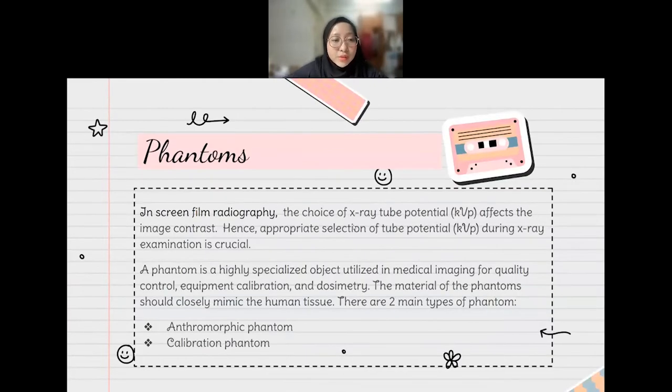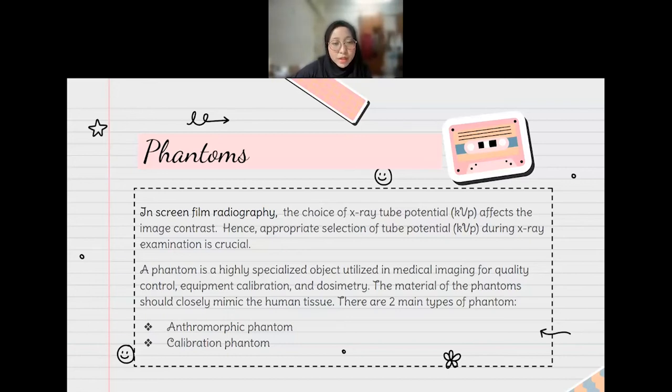In screen film radiography, the choice of X-ray tube potential, kilovoltage peak, affects the image contrast. Hence, appropriate selection of tube potential kVp during X-ray examination is crucial. So what really is a phantom? A phantom by definition is a highly specialized object utilized in medical imaging for quality control, equipment calibration and dosimetry.